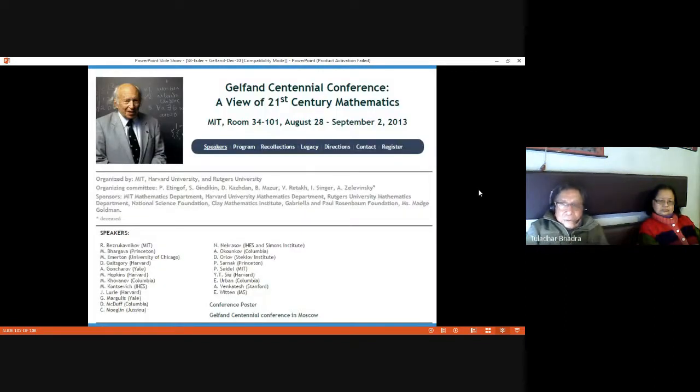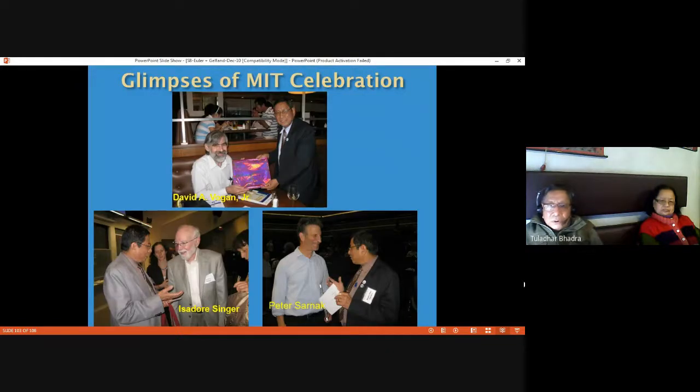And immediately after that, in August, a Gelfand seminar was also held here at MIT, organized by MIT and Harvard University. I was invited here by the president of the American Mathematical Society, and I attended the Gelfand centenary at MIT also. This is the president of the American Mathematical Society, David Vogan. I gave a present to him on behalf of the Nepal Mathematical Society, and at the time I met those Abel laureates, Isadore Singer and Peter Sarnak.